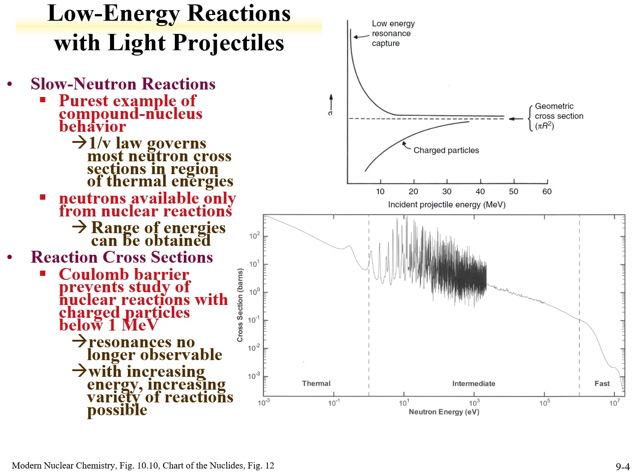An example of some other low energy reactions with light projectiles that we're interested in would be slow neutron reactions, so thermal neutron reactions. This is really the purest example of compound nucleus behavior. There's a rate that governs this, where the 1 over the velocity, or 1/v, law governs most neutron reaction cross-sections. So we tend to see a decrease in the cross-section with an increase in the neutron energy.